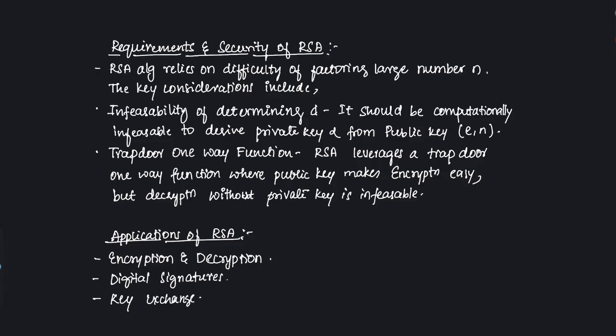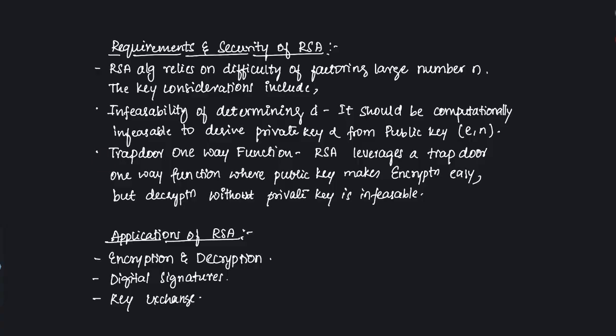So RSA relies on the difficulty of factoring large numbers, because we are taking large numbers P and Q. So it becomes very difficult for the cryptanalyst to decode this, or in the process of calculations we have made multiple transpositions and conversions, right? So here it becomes difficult for the cryptanalyst to decrypt it. The key considerations here include, first, infeasibility of determining D. That is, it should be computationally infeasible to determine the private key from the public key E comma N.